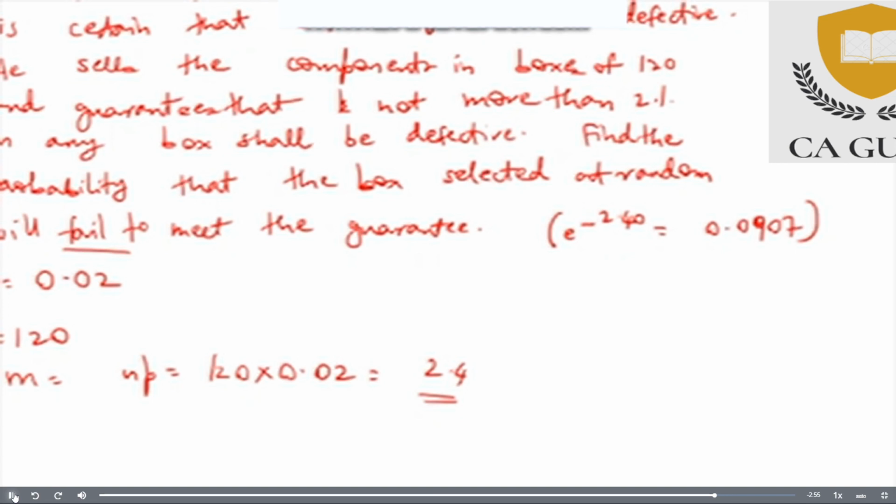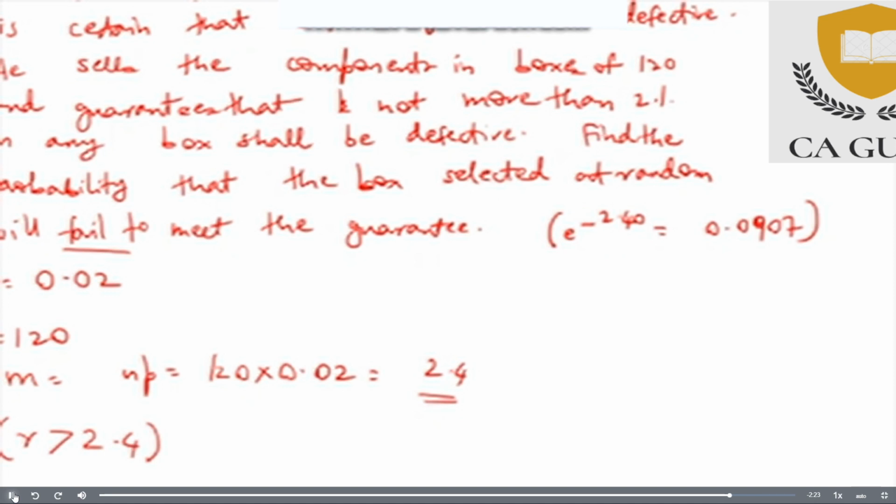So if m is more than 2.4, then the guarantee will fail to be met. If m is more than 2.4, then p cannot be 0.2. It means the probability has increased. If it is more than 2%, meaning 3%, 4%, anything more than 2%, multiplied by 120, you will get something more than 2.4. So you are supposed to find P(r > 2.4).